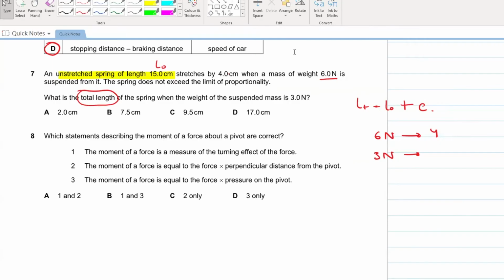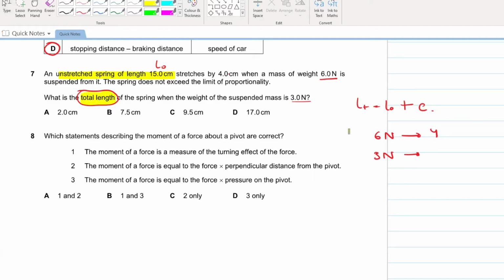Okay, so we were seeing this question. We have an unstretched spring of length 15 centimeter. It stretches by 4 centimeter when a mass of 6 Newton is applied. The spring does not exceed the limit of proportionality. We have to calculate the total length of the spring when the weight attached is 3 Newton. Perfect.